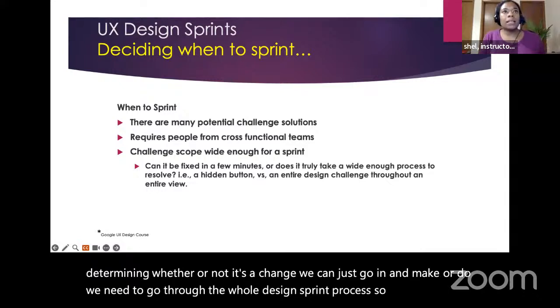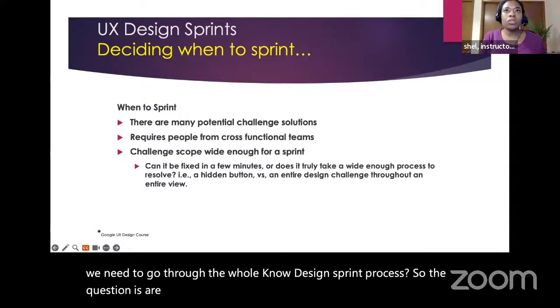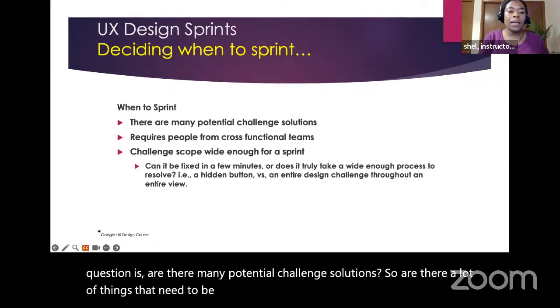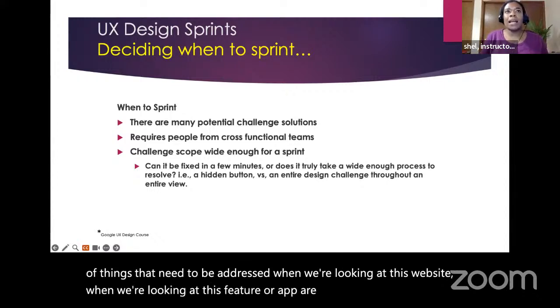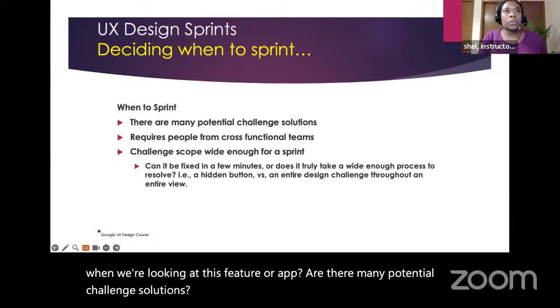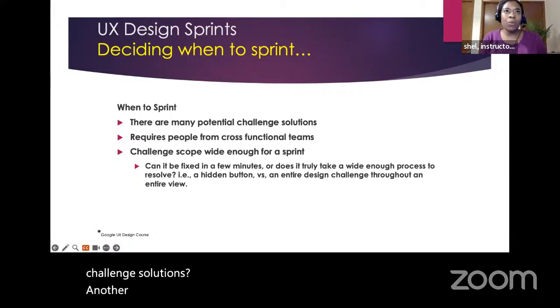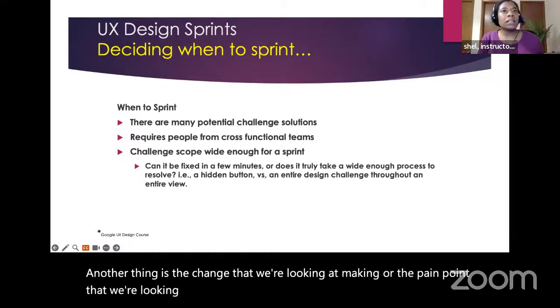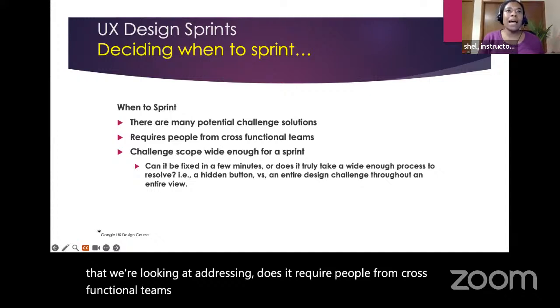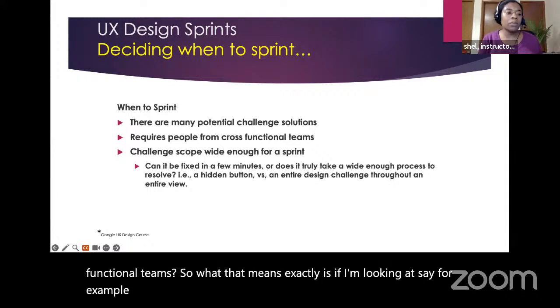So the question is, are there many potential challenge solutions? So are there a lot of things that need to be addressed when we're looking at this website, when we're looking at this feature or app? Are there many potential challenge solutions? Another thing is the change that we're looking at making, or the pain point that we're looking at addressing. Does it require people from cross-functional teams? So what that means exactly is, if I'm looking at, say for example, a feature with the landscaping site.